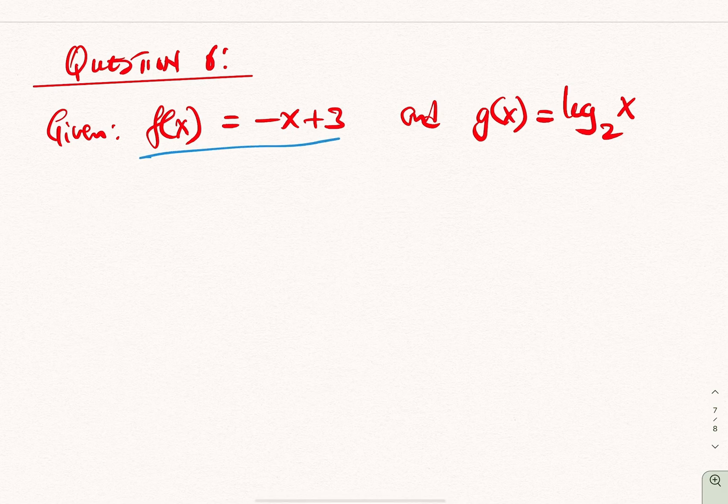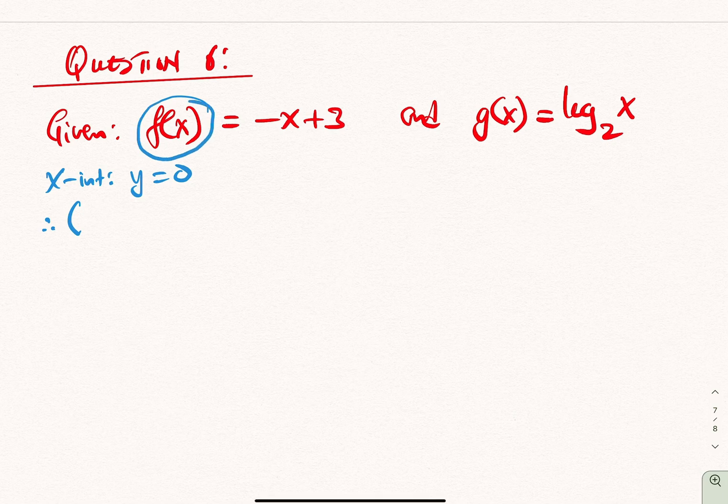This is a straight line, so I'm not going to sweat that much. Let's get the x-intercept of this straight line. It's when y is 0. So when y is 0, this expression is going to be 0. I solve for x, and x is going to be positive 3, and then y is 0. And then the y-intercept, let's get that.